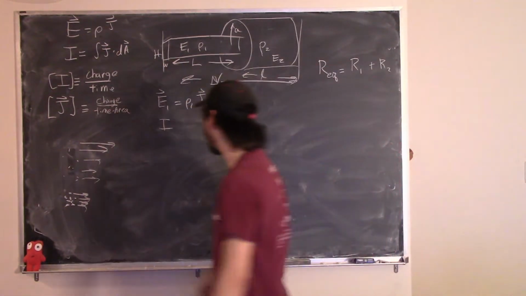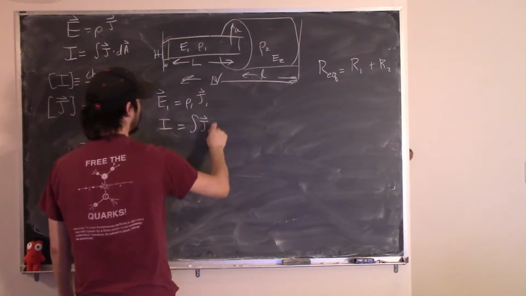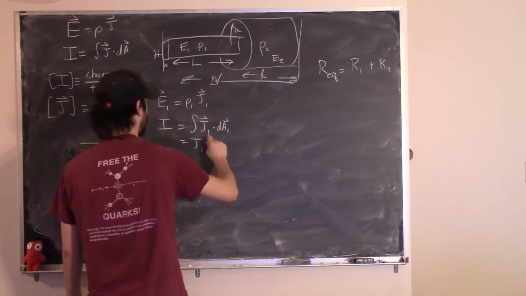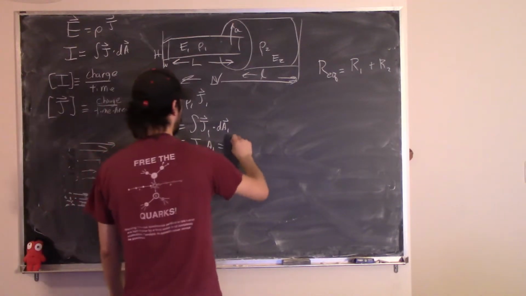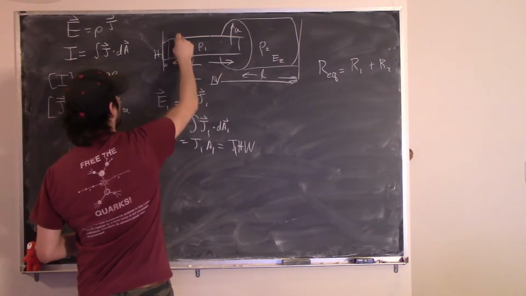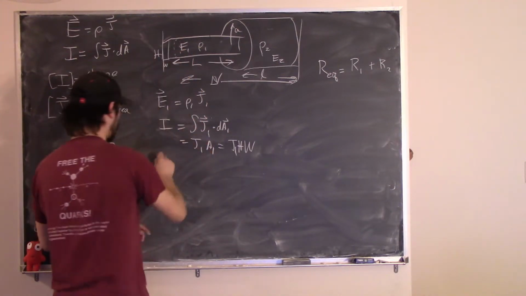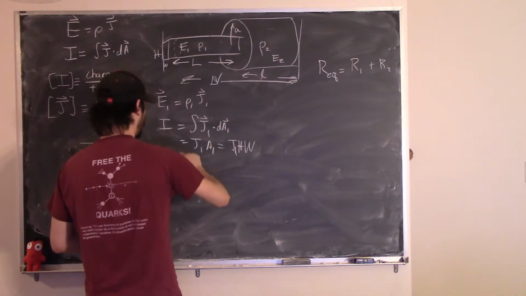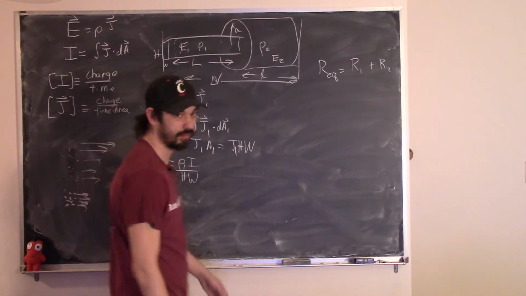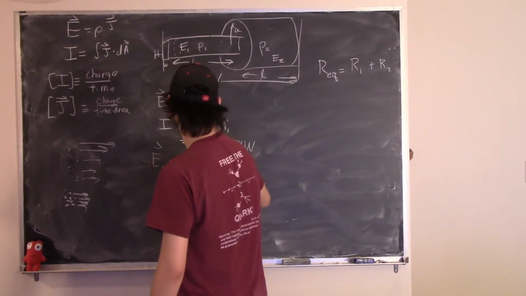So this I, like I said, is going to be common to the two, but this can be written for J1 as the integral of J1 dot dA1. And so the same way that we reduced this before, this is just going to be J1 times A1, where this is just going to be J1 times H times W, right? Because that's going to be the cross-sectional area of this guy, okay? Now we can plug this into our electric field. E1 is going to be equal to rho 1 times I divided by H times W, okay? So now we have what our first electric field is.